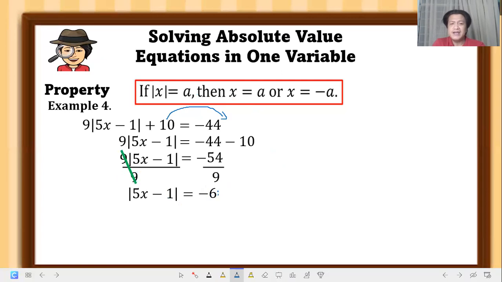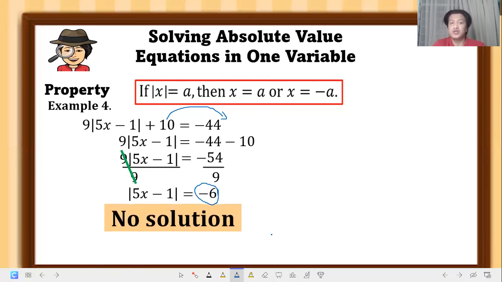E paano yan? Naging negative po yung constant term natin or yung term. Pwede ko bang i-apply yung property? Kailangan maging positive lang ito. Kapag hindi siya positive, ibig sabihin yan, hindi natin pwedeng i-apply yung property. So we can say that the property cannot be applied because no solution.